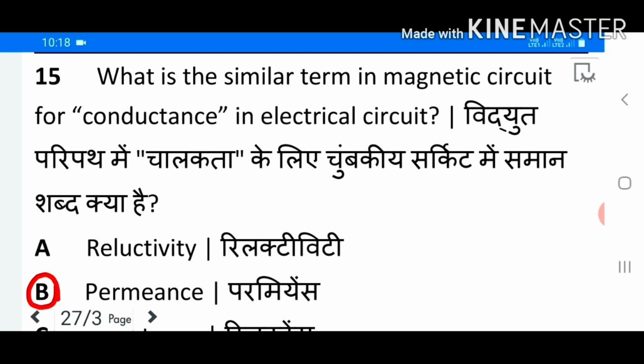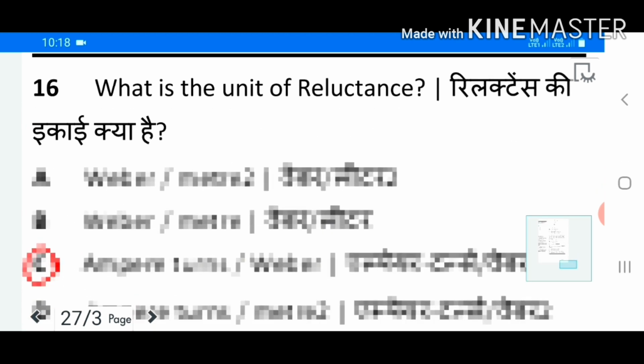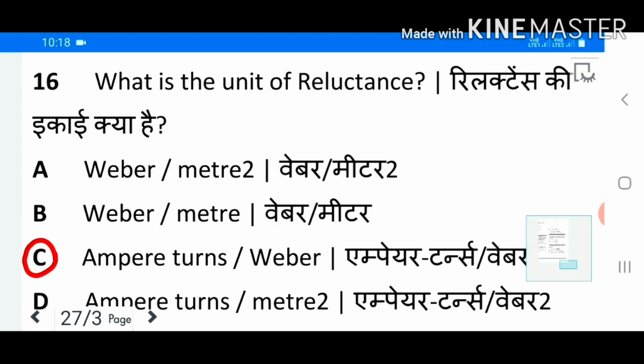15. What is the similar term in magnetic circuit for conductance in electrical circuit? Answer B. Permeance. 16. What is the unit of reluctance? Answer C. Ampere turns per Weber.